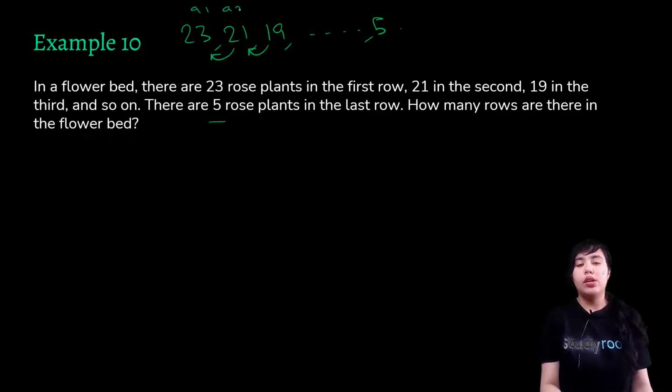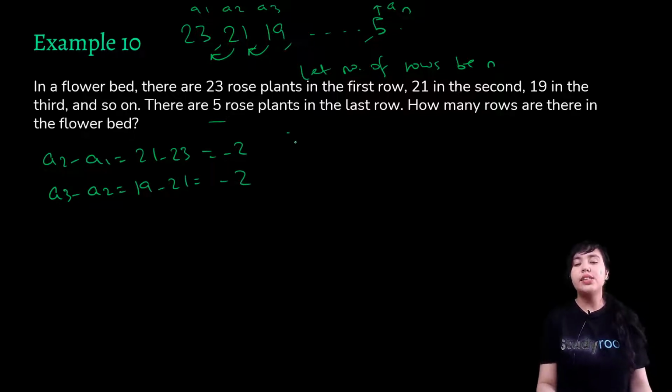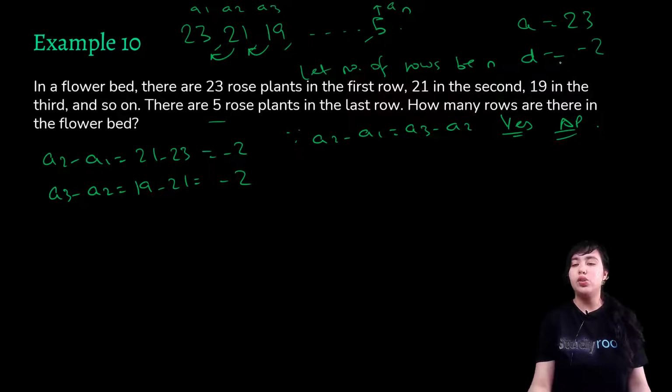So let me call this A1, A2, A3, and let's say that the number of rows in flower bed be n. So this makes it my nth term an. So now let's quickly find out A2 minus A1, which is 21 minus 23 equal to minus 2. Now you tell me what is A3 minus A2? Is it also minus 2? Yes, it is, which means A2 minus A1 is turning out to be equal to A3 minus A2. So yes, it is an AP. And if it's an AP, it will have a first term A, which is 23, and the common difference D, which you've computed just now, and that is minus 2.